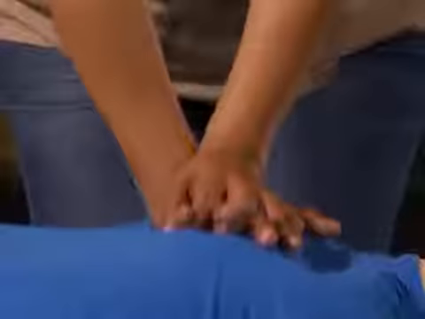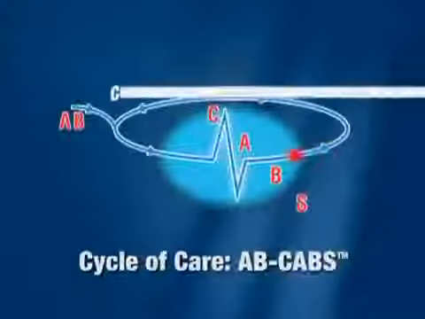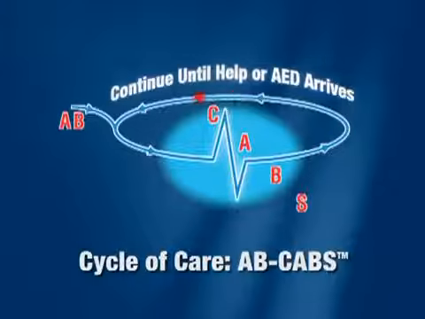After breathing for the patient, you continue to move through the cycle of care by returning back to chest compressions, opening the airway, and breathing for the patient. You continue with the cycle of care until professional help or an automated external defibrillator, AED, arrives.